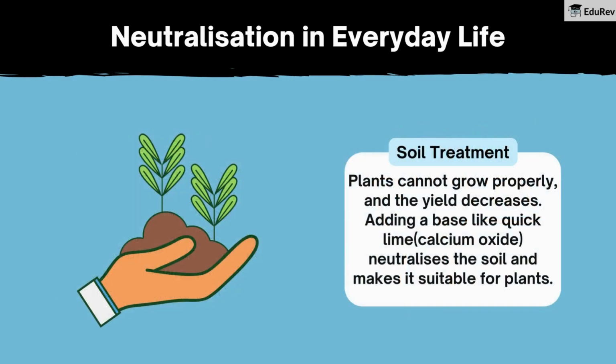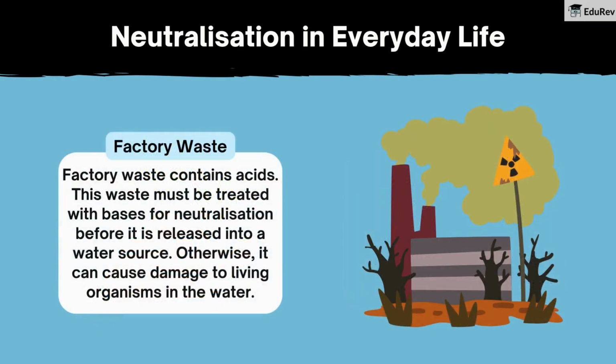Plants cannot grow properly, and the yield decreases. Adding a base like quicklime, calcium oxide, neutralizes the soil and makes it suitable for plants. It's all about balance. Lastly, did you know that factory waste can be acidic?